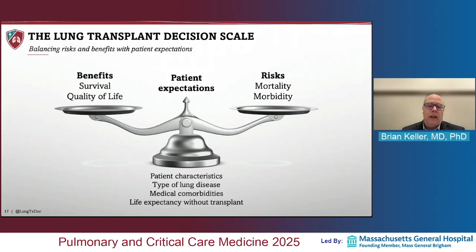We have to take this into account with patient characteristics, such as the type of lung disease, their medical comorbidities, and their life expectancy without transplant. And then we also have to balance this with the patient's expectations. What are they hoping to achieve from this transplant? And is that reasonable with their current clinical situation, that we can obtain that and achieve that goal for them?